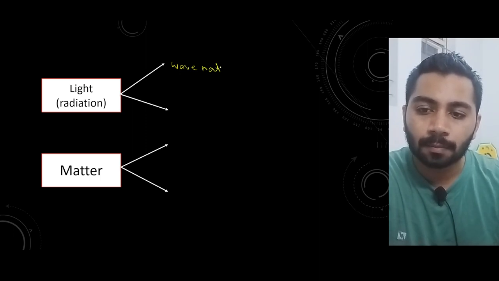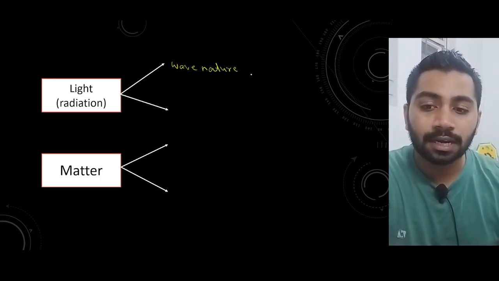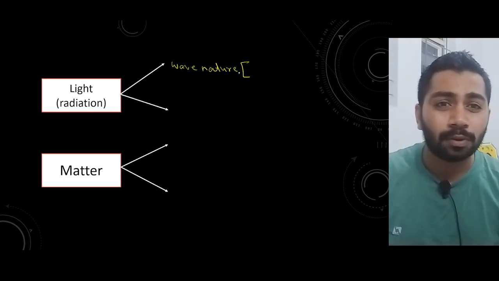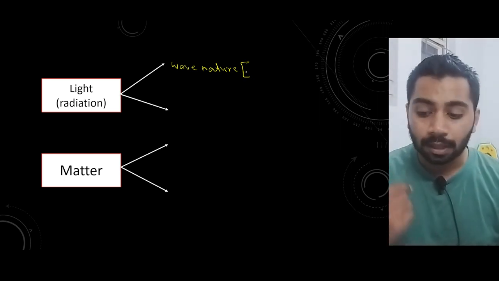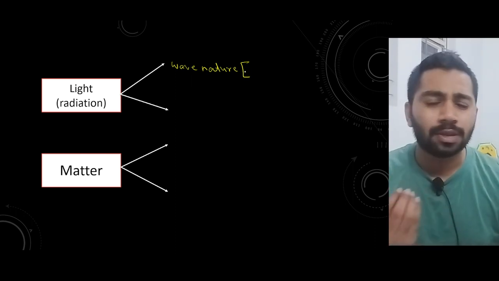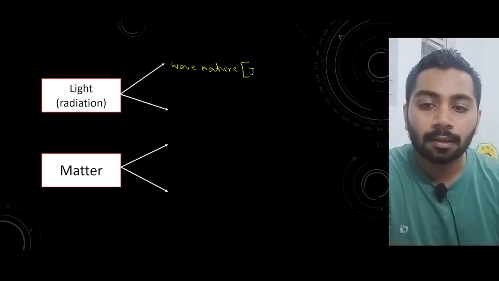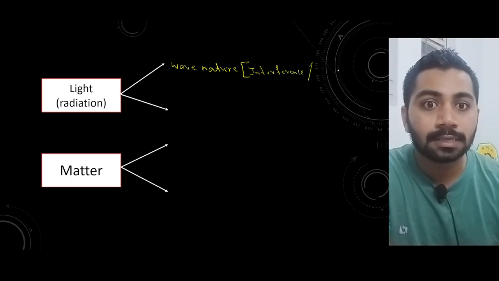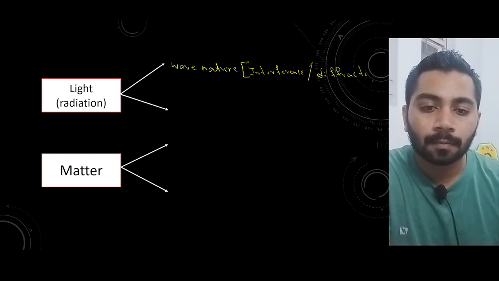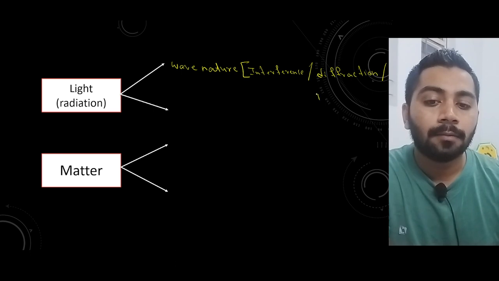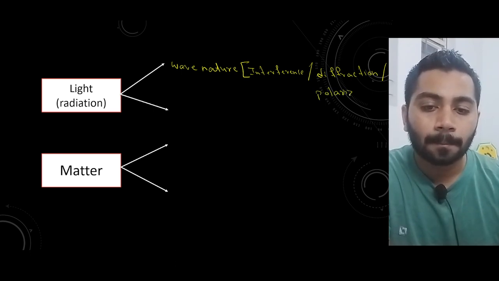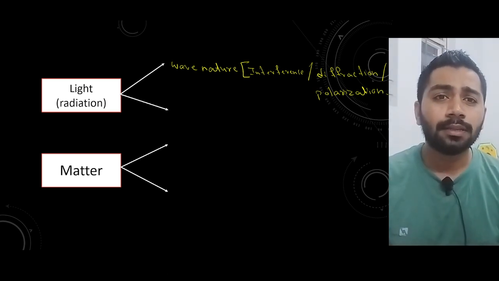Wave nature. This we studied in our ray optics and wave optics, and we proved this phenomenon by many kinds of methods. The important methods by which we proved this wave nature are interference, diffraction, and polarization. By these three methods, we proved that light has wave nature.